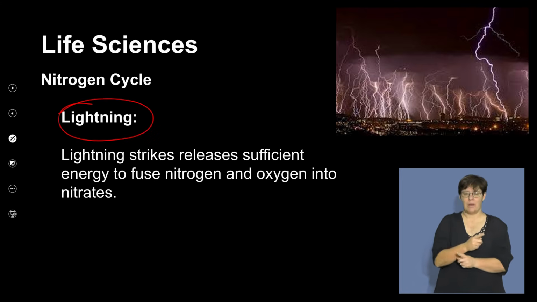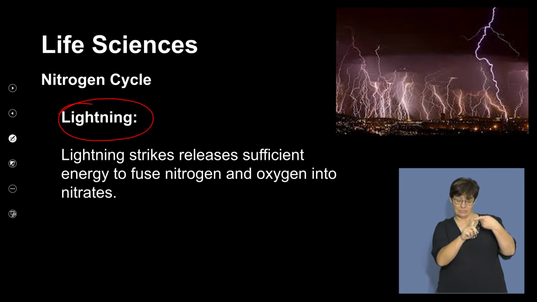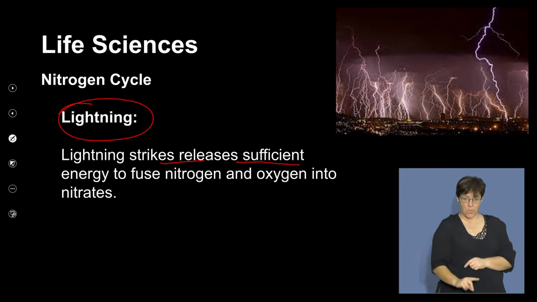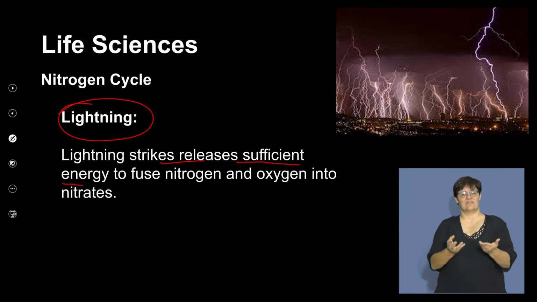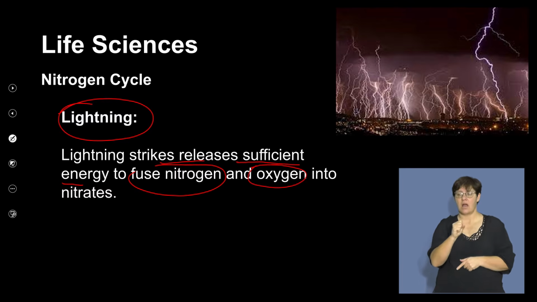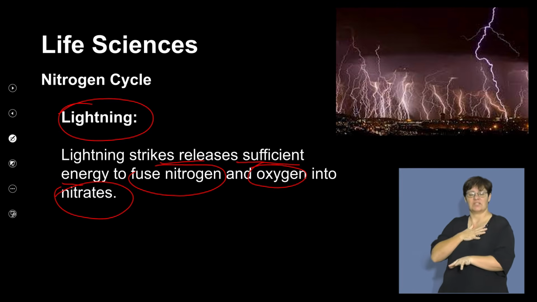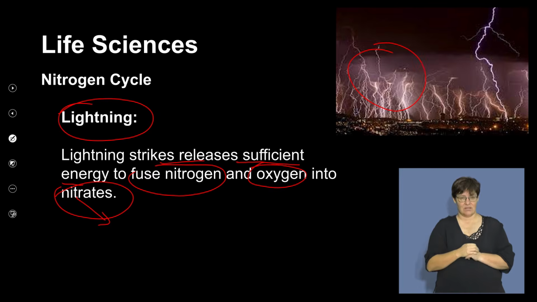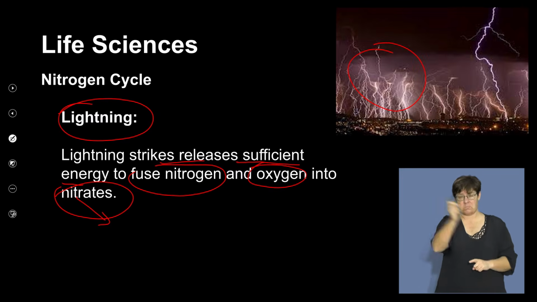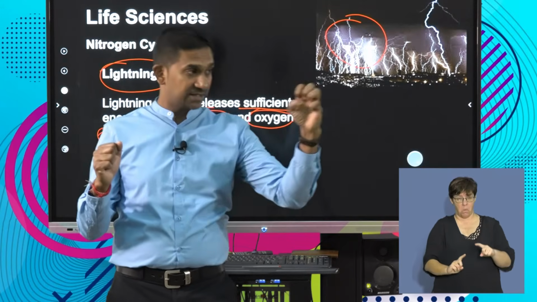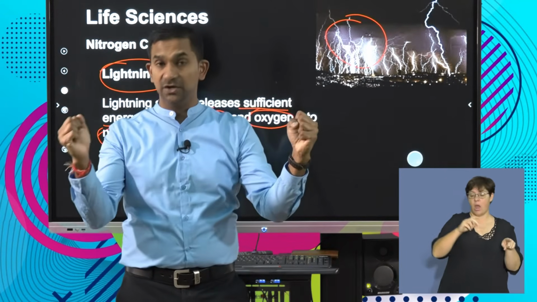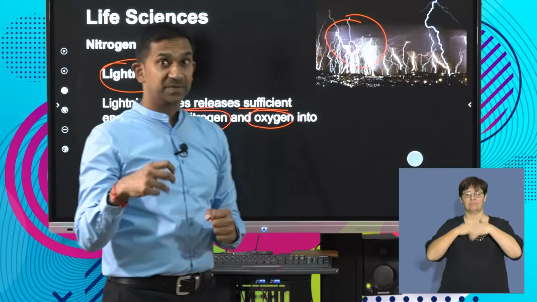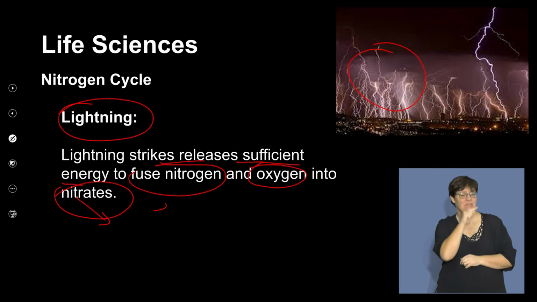Guys, lightning is a key natural phenomenon. When lightning strikes, it releases a large amount of energy that causes the nitrogen gas to fuse with the oxygen in the atmosphere, and that forms nitrates. So this image shows you large amounts of lightning, and the energy from these lightning bolts is able to trap the nitrogen and the oxygen in the atmosphere into compounds called nitrates, and that is what is now able to be accessed by plants.